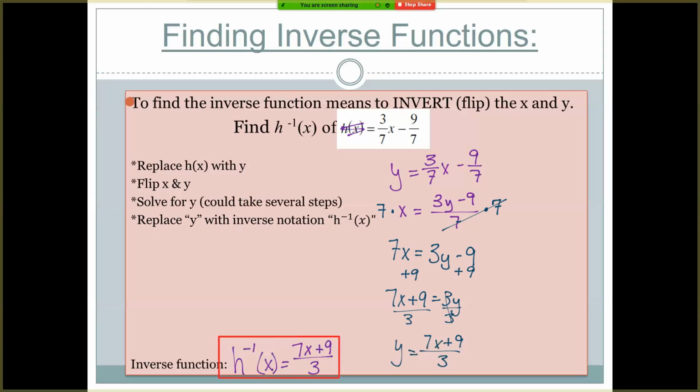Questions on this one? So always the same 4 steps. Doesn't matter if I give you f of x, g of x, h of x, anything of x. Any function, you're going to follow these steps. Just change the letter at the end.